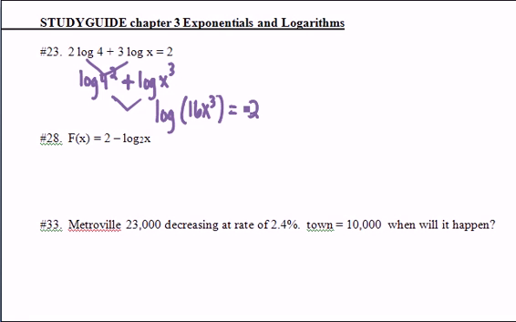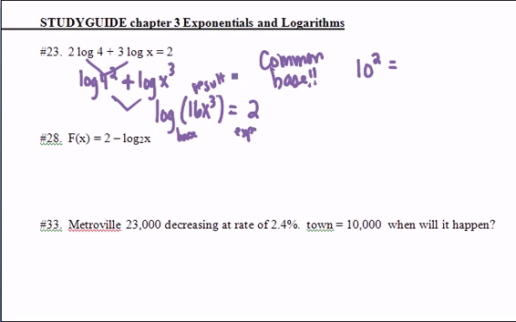Now notice that there's no base written here, so that means we must be in the common base, which is 10. And so if I utilize what I know about a logarithm, the base, even though I don't see it, is 10. A logarithm is a power, so that 2, what it's equal to, is my power on 10. And this is the result. So the base is here. This is the exponent. This is the result. So this 10 squared should equal 16x to the third.